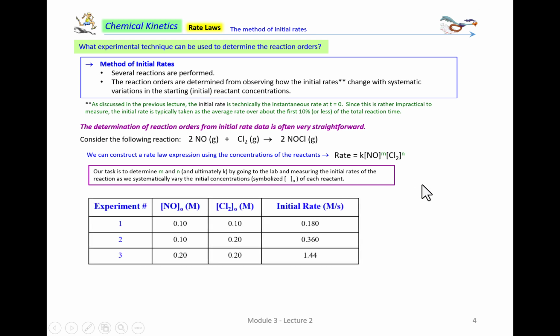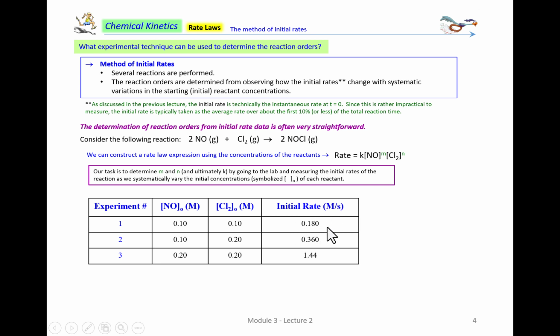So here's a table of data where 3 experiments have been done. Experiment 1, Experiment 2, Experiment 3. Let's look at Experiment 1. In Experiment 1, if the initial or starting concentration of NO is 0.1 molar, and the initial or starting concentration of chlorine is 0.1 molar, the initial rate is measured to be 0.18 molar per second.